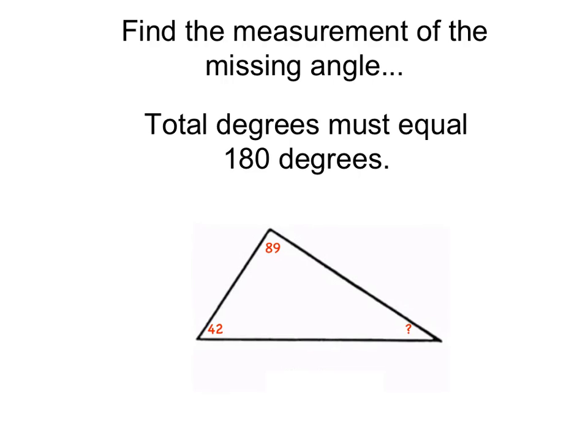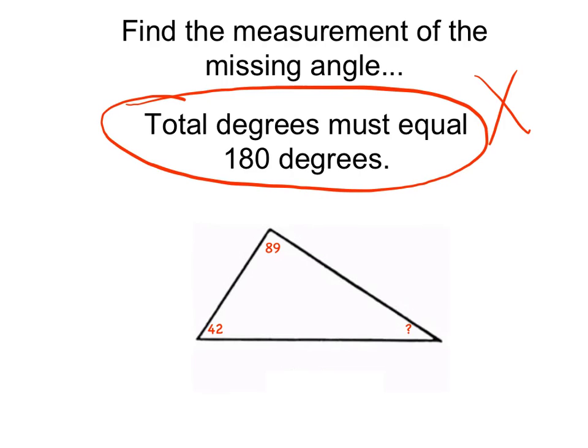All right, our last thing we're going to do in this lesson is we're going to find the measurement of the missing angle. As I told you earlier in this video, the total degrees in all triangles must total 180 degrees. Doesn't matter what type of triangle it is, they will all total 180 degrees. So if I look at this example, I'm trying to find the total of all 3 angles. So I've got 89 degrees plus 42 degrees plus some number has to equal 180. So I need to find that missing number.